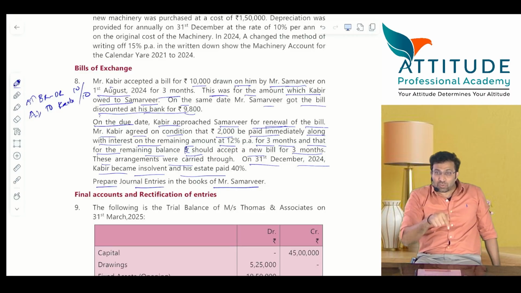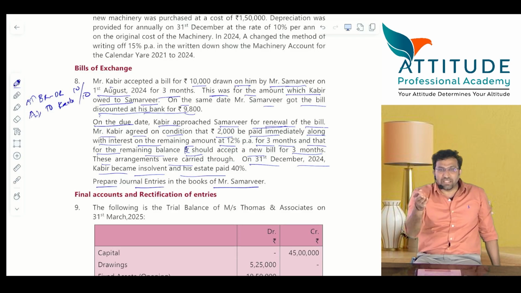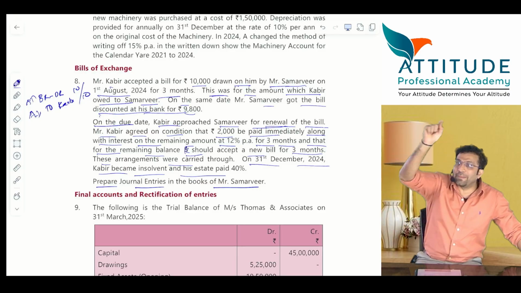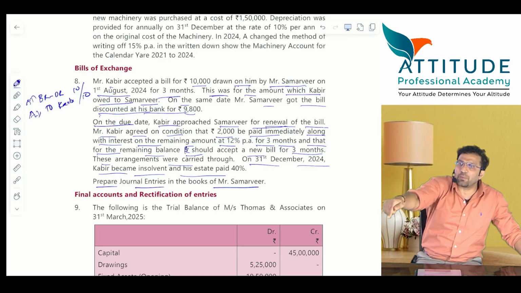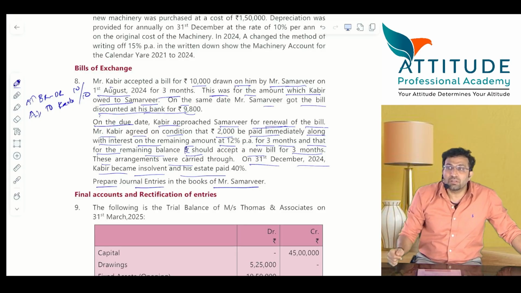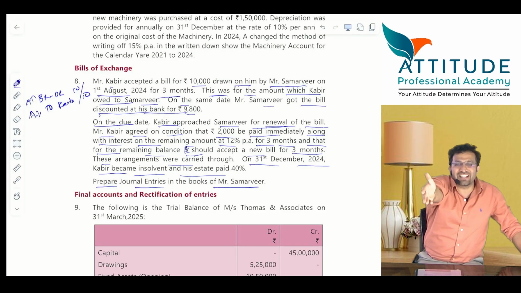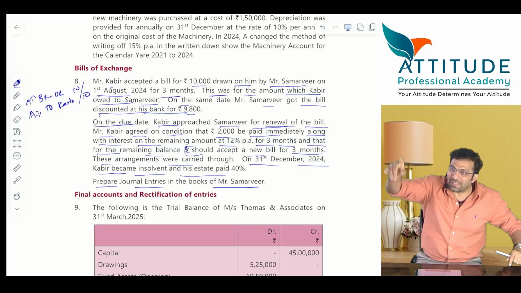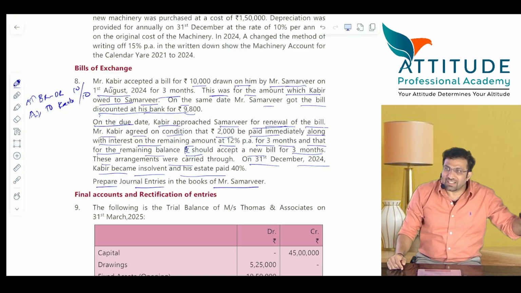You are telling Kabir, you pay 2,000 plus interest now only. But interest should be first accounted and then receipt should be taken. You will say Kabir account debit 240 to interest. Interest is an income for you. Debtors balance increases. Kabir account debit, your debtor balance increased. Interest account credit, income also increased.